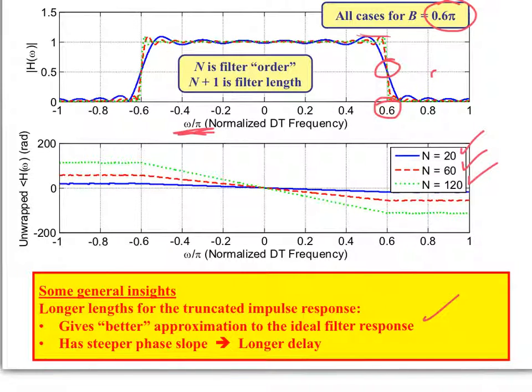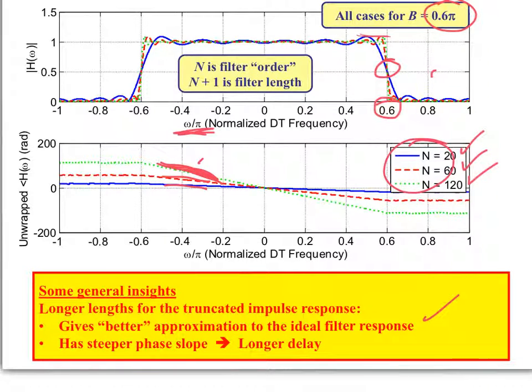We also see one of the prices that we pay is we get a steeper phase slope. So as we go through the orders, the slope gets steeper as we go up to the longer filters. Remember that the amount of delay is the negative of the slope. So we've got a negative slope here. The more negative that slope is, the longer the delay will be.